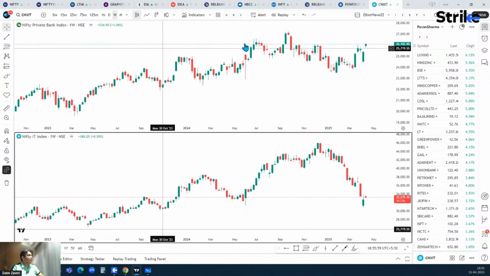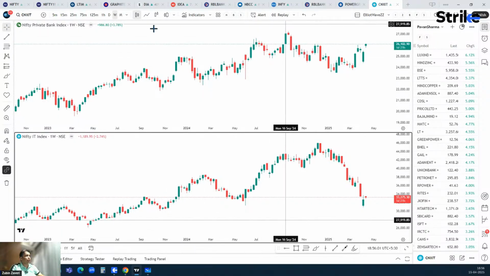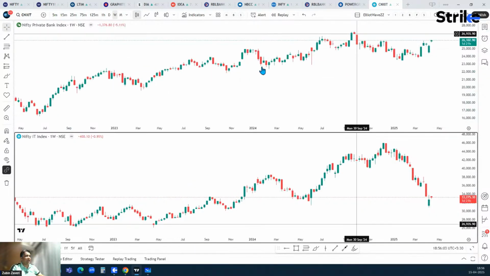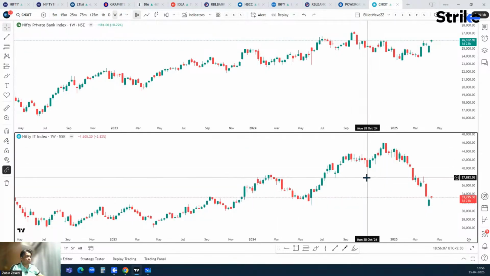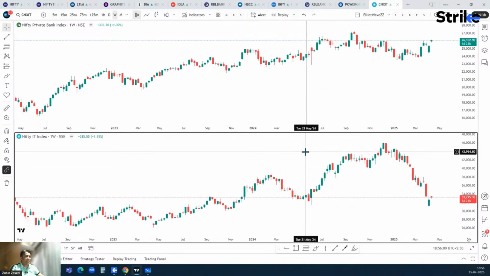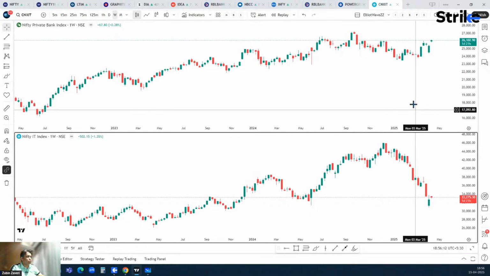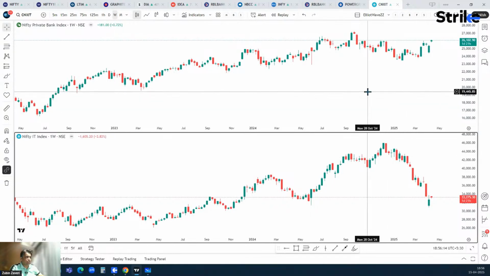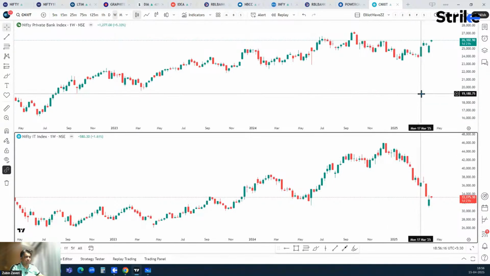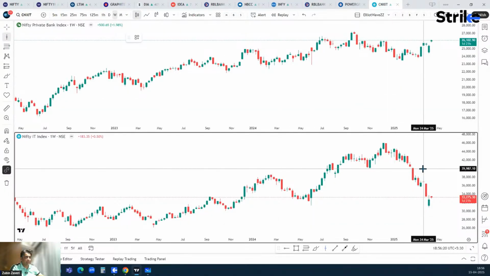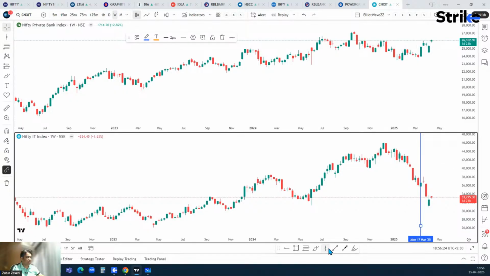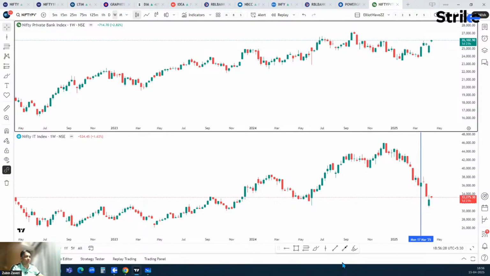So we have the private bank weekly chart on the top over here, and we have the IT index on the bottom. Both are weekly time frame charts. If we go to 17th of March over here, I'll mark one vertical line. Let me draw one more vertical line over here on 17th of March.